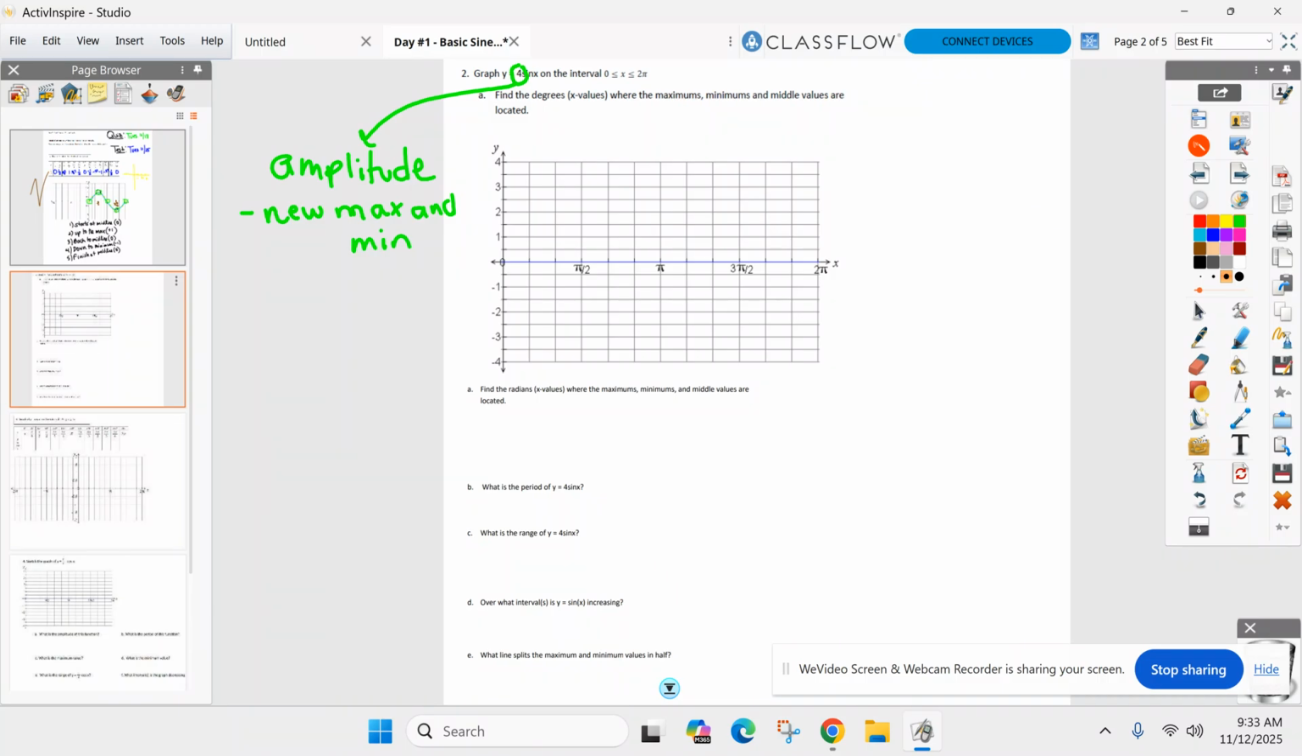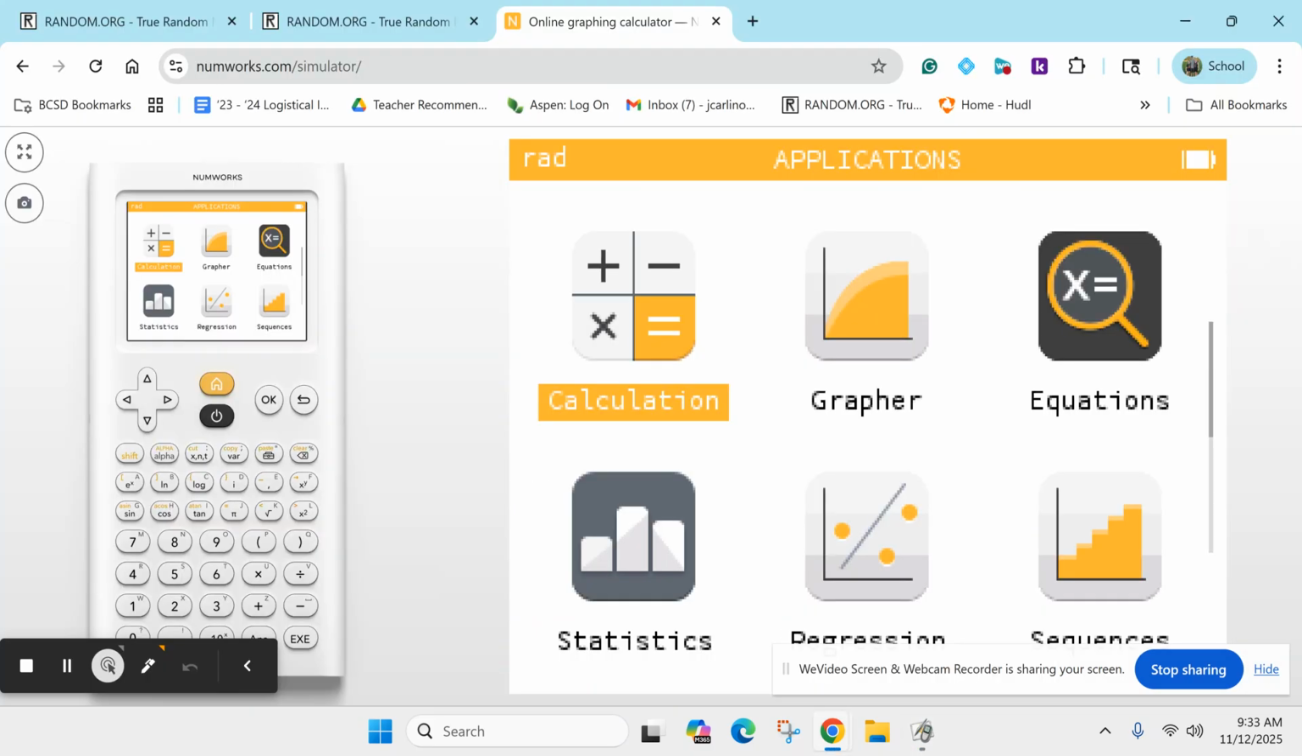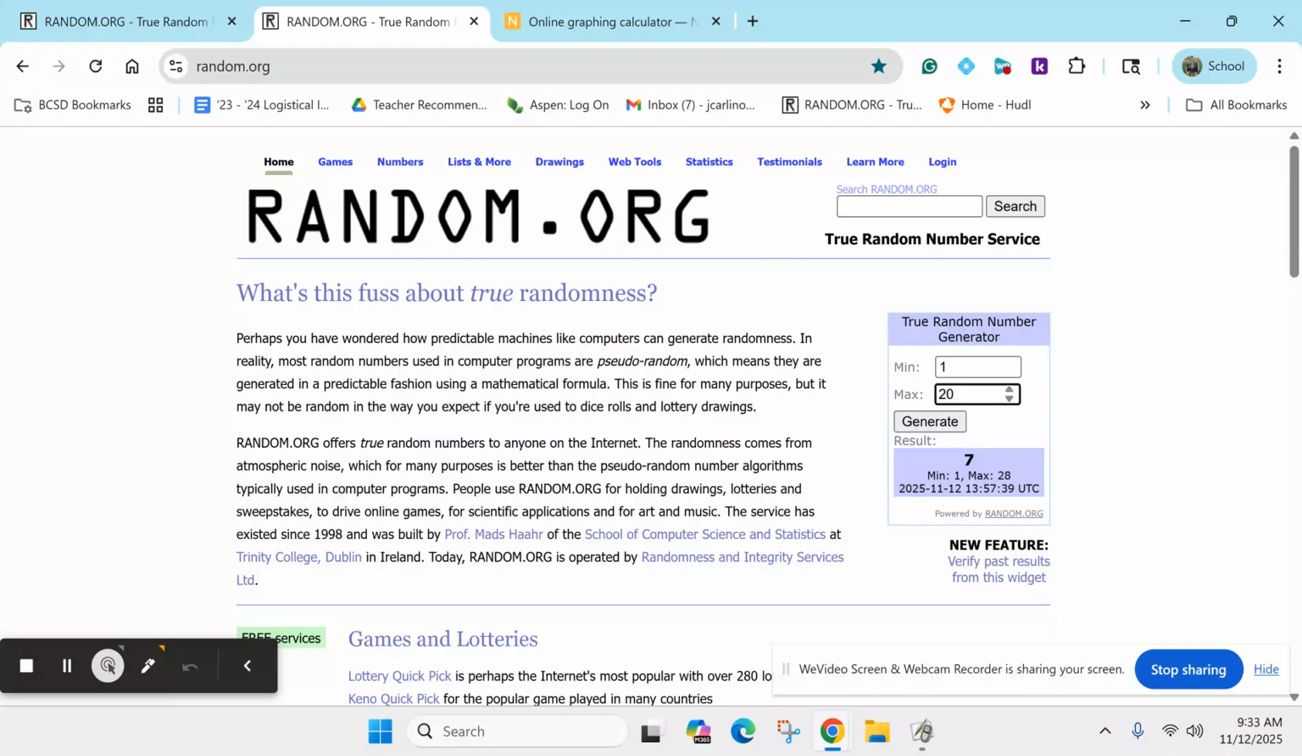That will tell you how high and how low this graph. Everything else stays the same. Okay? Except for the new maxes and mins will be 4. All right, here we go. I don't need to graph all the points in between. All right, start us off.